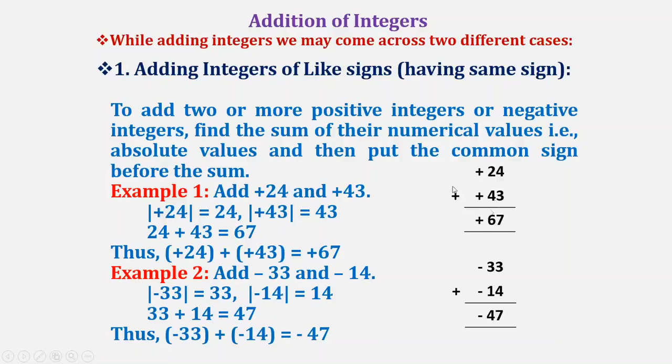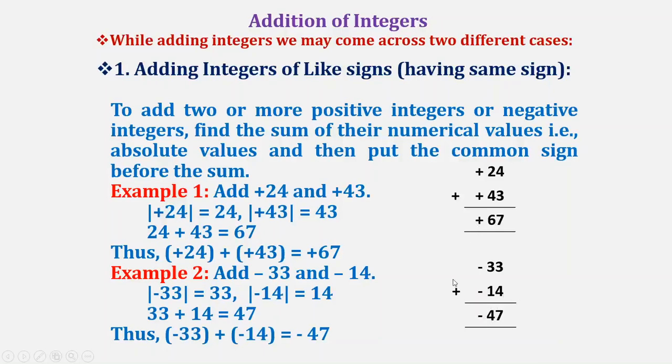So simply you can understand and remember this. If you are adding both positive numbers, just add them and put the plus sign. If you are adding both negative numbers, just add them without regarding the sign of the numbers, and put the minus sign. By adding two positive numbers, you will get a positive sum. By adding two negative numbers, you will get a negative sign in front of the sum. So adding integers of like signs is just addition only. Just add the given two numbers and put the sign which is common to both the numbers. Here put the plus sign, here put the minus sign.